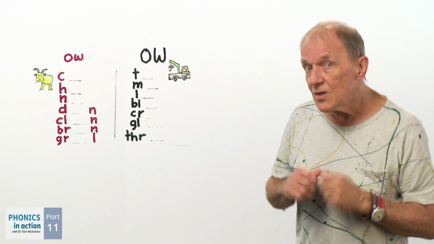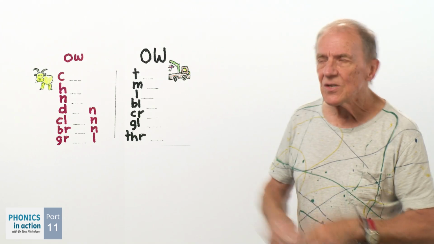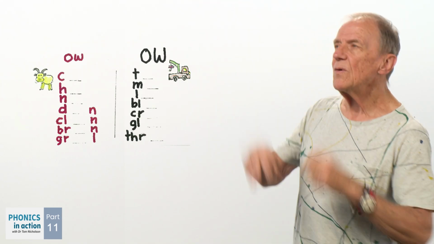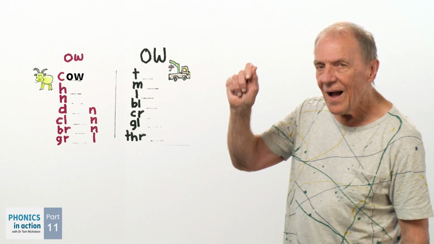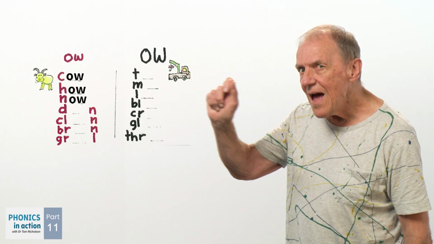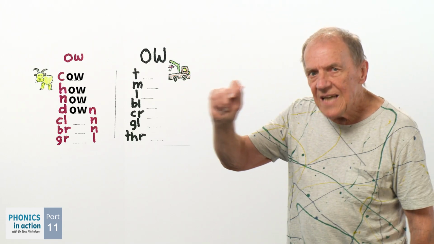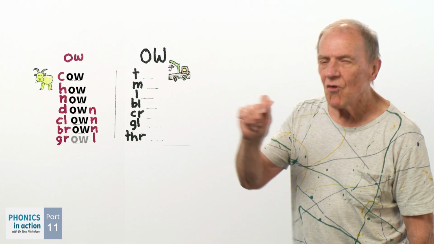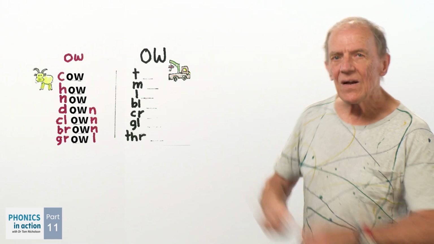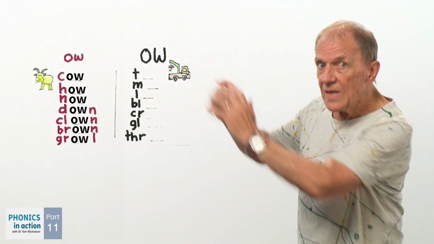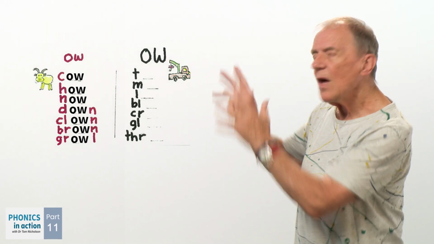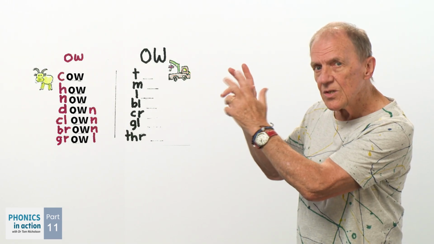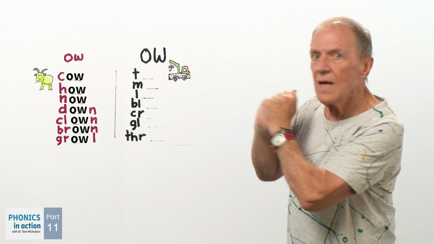In this column, the picture of the cow is a clue to the ow sound. So I'll read the words in this column. Right, here we go. Cow, how, now, down, clown, brown, growl. Now we'll do the second sound. That's in the second column. And the picture of the tow truck is a clue to the O sound.